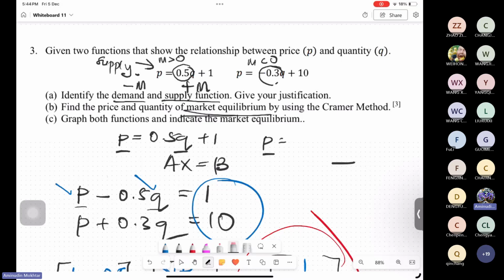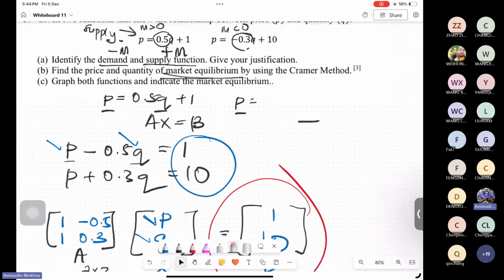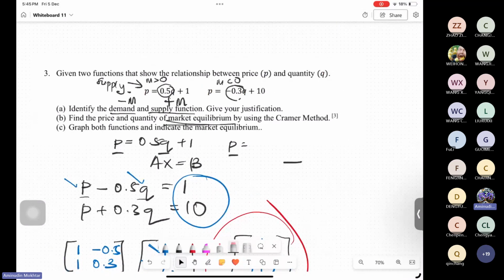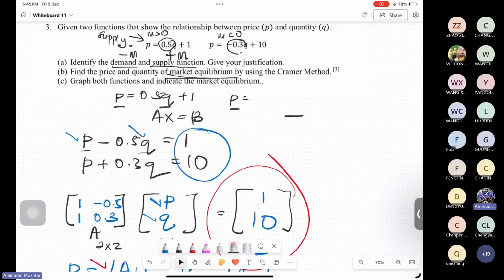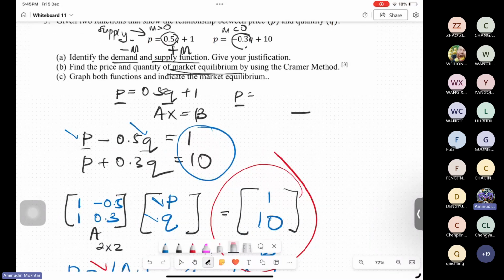Okay. Before I end this class, for your homework, for this question, that is your extra homework, in order to help you to increase your understanding. Based on this question, question number C, that is your homework. Please graph both functions, demand and supply, and indicate the market equilibrium.